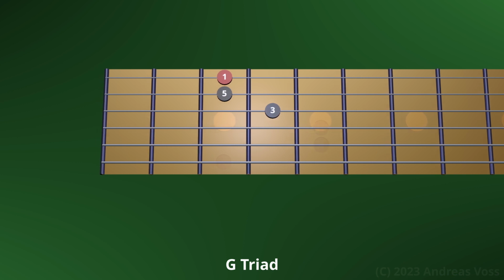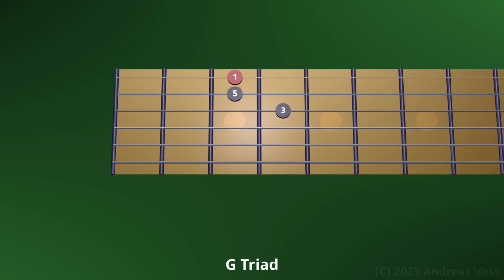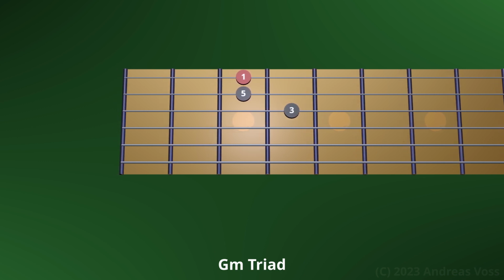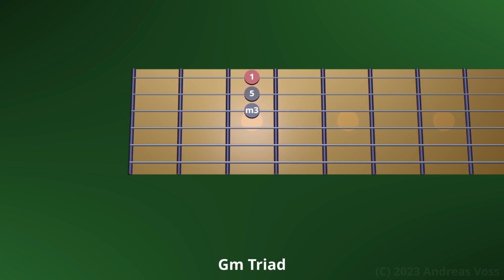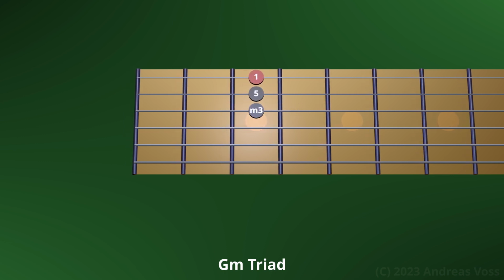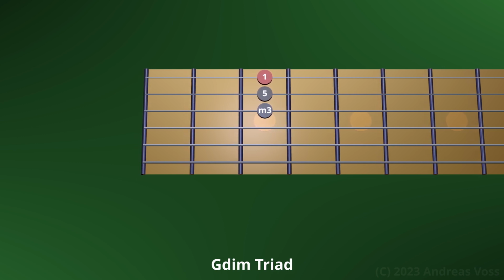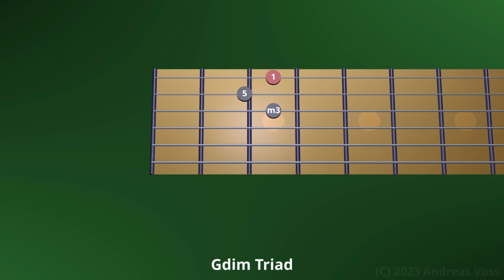Back to the triad. Now let's convert the major triad into a minor triad. We can do this by lowering the third to a minor third. Another important chord is the diminished chord. We create this by lowering the fifth of the minor triad.